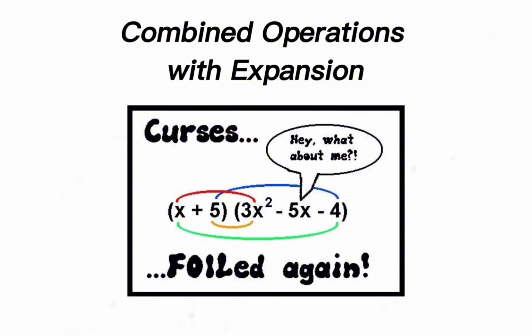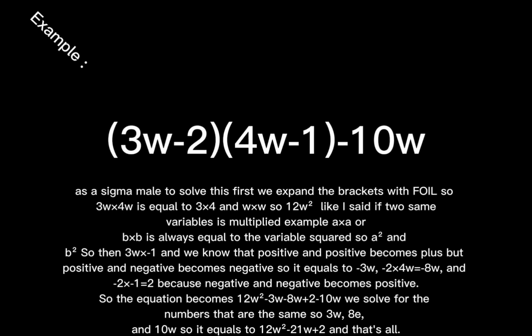Combined operations with expansion. So the question we are going to solve for this title is (3w - 2)(4w - 1) - 10w. To solve this, first we expand the brackets with FOIL, so 3w times 4w is equal to 3 times 4 and w times w, so 12w squared. When two same variables are multiplied, for example a times a or b times b, it is always equal to the variable squared, so a squared and b squared. Then 3w times -1, and we know that positive and positive becomes plus, but positive and negative becomes negative, so it equals -3w.